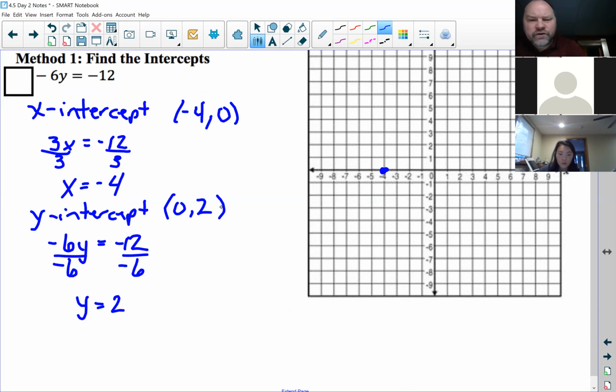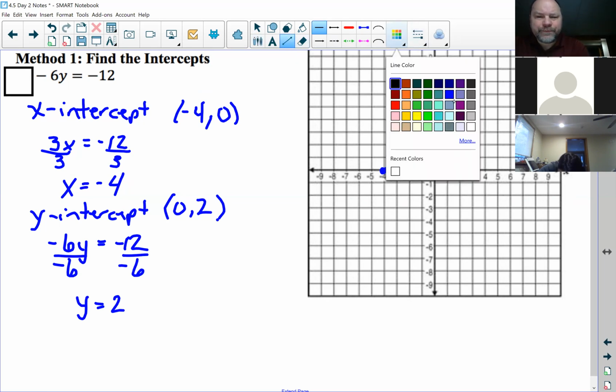So (0, 2) is my y-intercept. I think one of the more common mistakes that I see when students try this intercept method is they want to graph the point (-4, 2). But that's not part of our graph. It's (-4, 0) and (0, 2). So just be careful with that. We're finding 2 points, not just one.